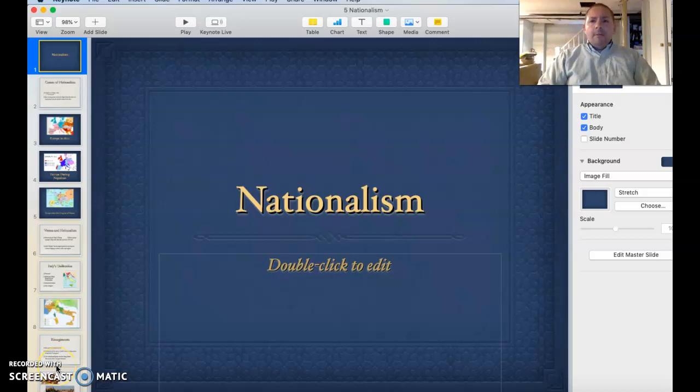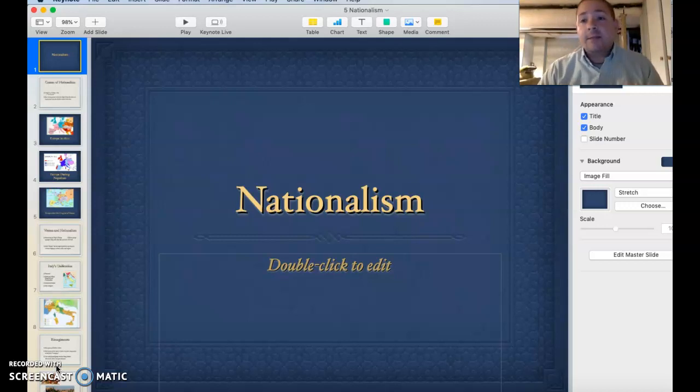So, today we're going to be discussing the role of nationalism and the unification of countries throughout Europe in the middle of the 19th century. So, Europe, going back as far as really the Middle Ages, is dominated by European empires, right?